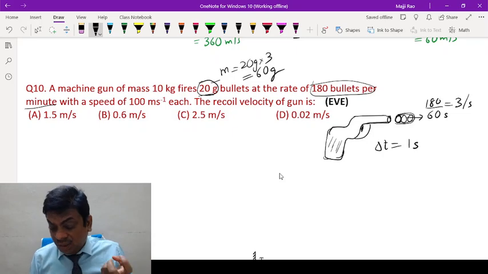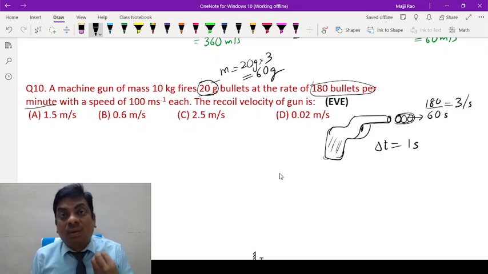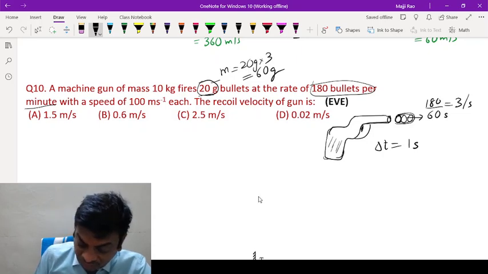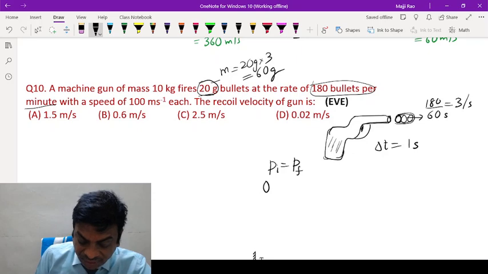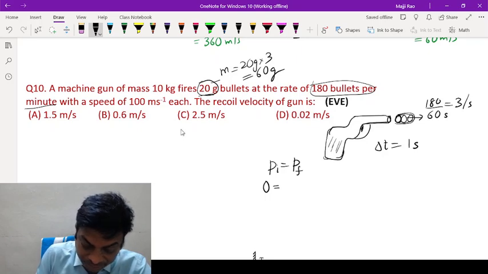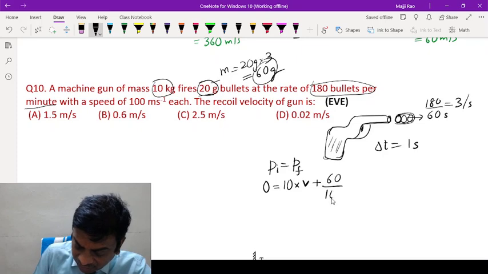Because as you know, whenever you come across the word recoil velocity, the only formula applicable is the law of conservation of linear momentum. So the law of conservation of linear momentum states that initial momentum must be equal to final momentum. Initially both the things were at rest, isn't it? The gun as well as the bullets. So final momentum is for the gun, it is 10 kg mass and velocity we have to find. Whereas for the bullets, mass is 60 gram. Remember, gram has to be converted into kg by dividing by 1000, and velocity is 100 meters per second.